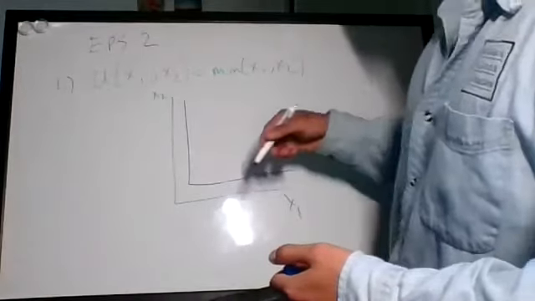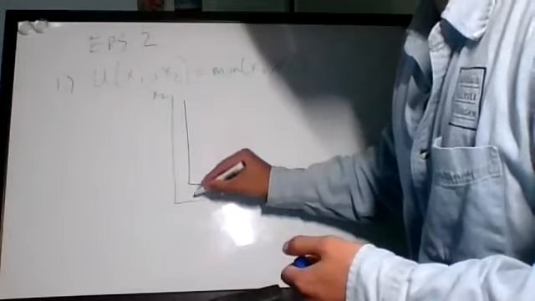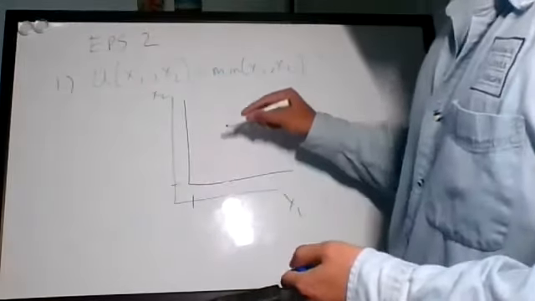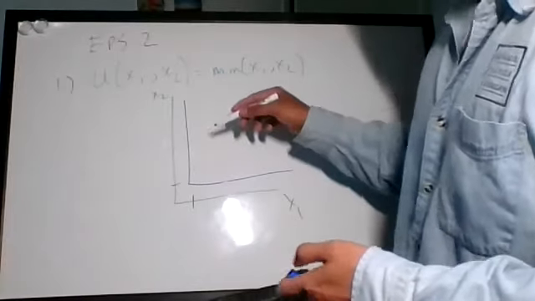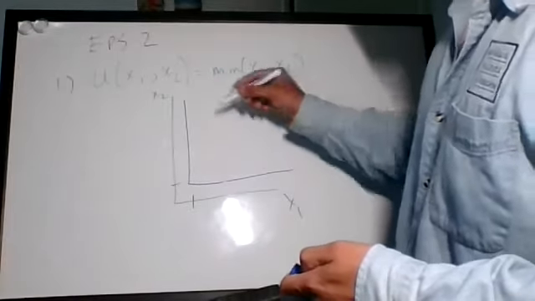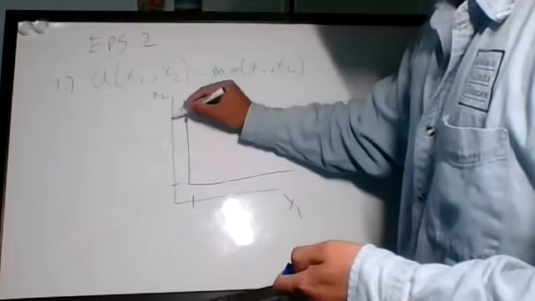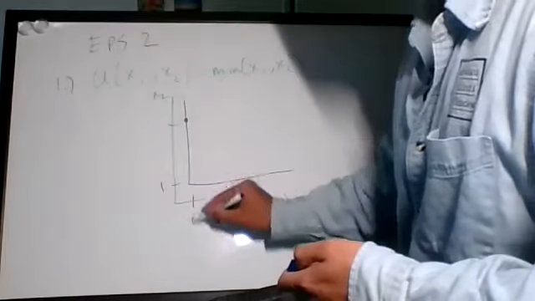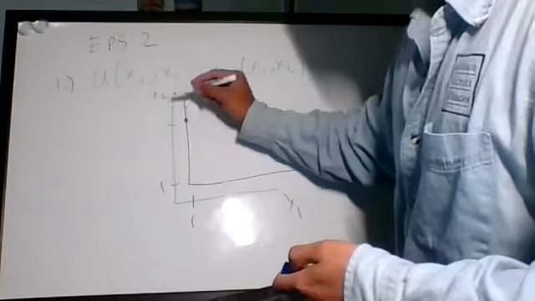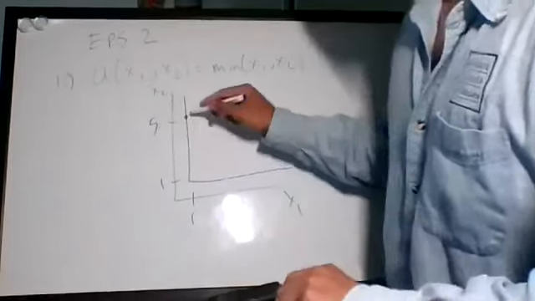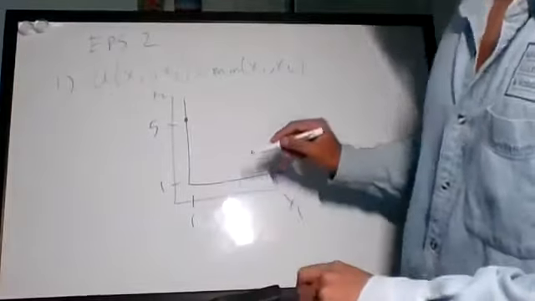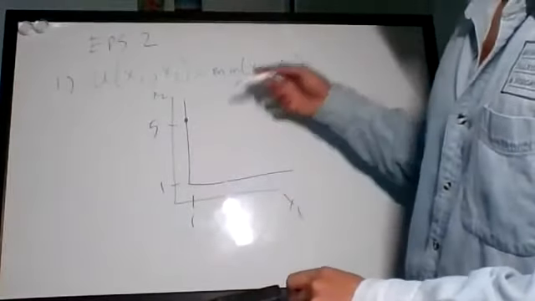Because basically, say this is the point 1,1, kind of the same thinking. You don't get any other benefit from being here, where this is like, say, 1.5. You're still only going to get 1 utility out of that. So that's why we have these L-shaped things.